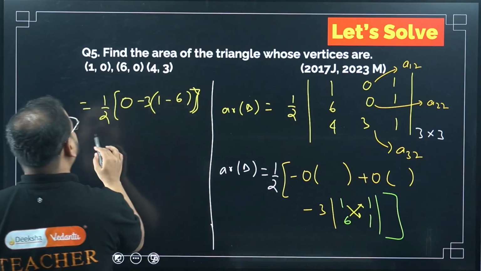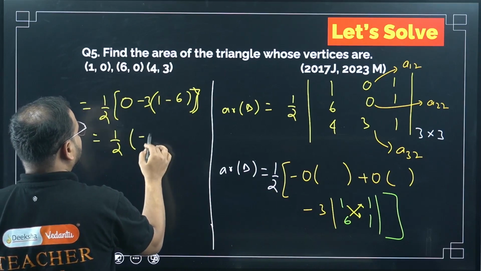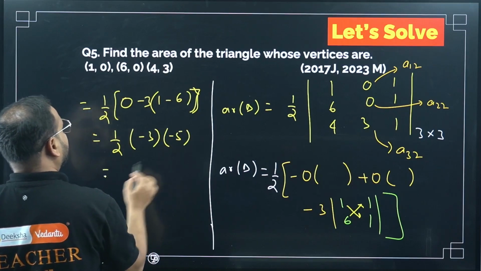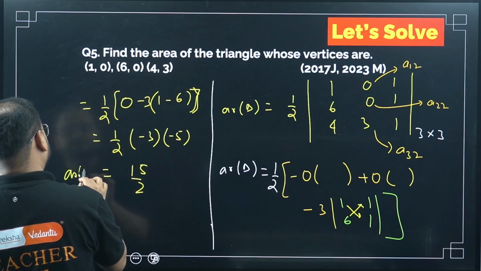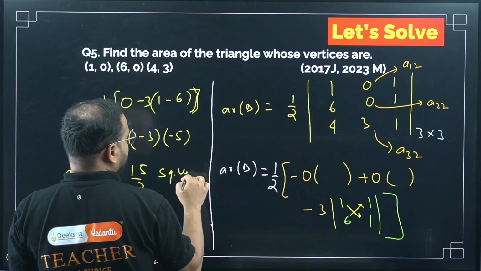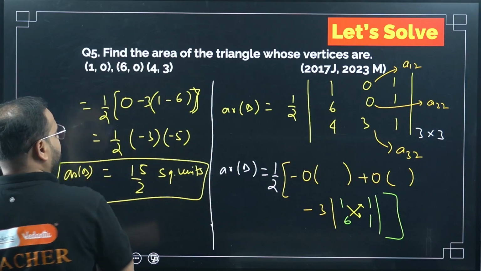Yes. How much is that? Please check. 1 by 2 times of minus 3 into what? Minus 5. How much is that? 15 by 2. This is my answer. Area of triangle is 15 by 2 square units. Whatever is the unit, square units. Please have this as your answer.